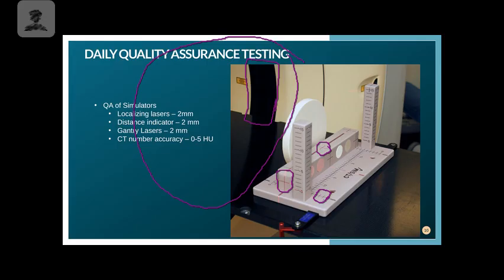And then we have our CT number accuracy. So on this phantom here, sometimes people have another phantom that they'll do this with. But right here in this center block, you can see all these little circles. And so they are filled with different density of materials. And so when we scan our imaging, we're going to look at the numbers of the different densities and compare them to what they should be. So we'll evaluate all of that, and it can be off by 0 to 5 Hounsfield units.